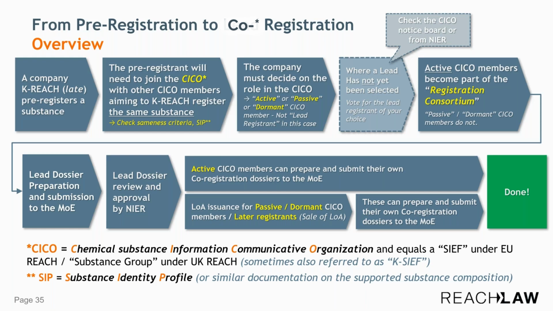registrants that come in later and are not part of this joint submission or preparing for the joint registration effort, so to speak. They might have already submitted the dossier and thus just come in late into the game, and we call them here later registrants. Once these have all the paperwork in place, meaning purchase the letter of access, they can prepare the co-registration dossier and submit it, of course, to the ministry and then be done with it.